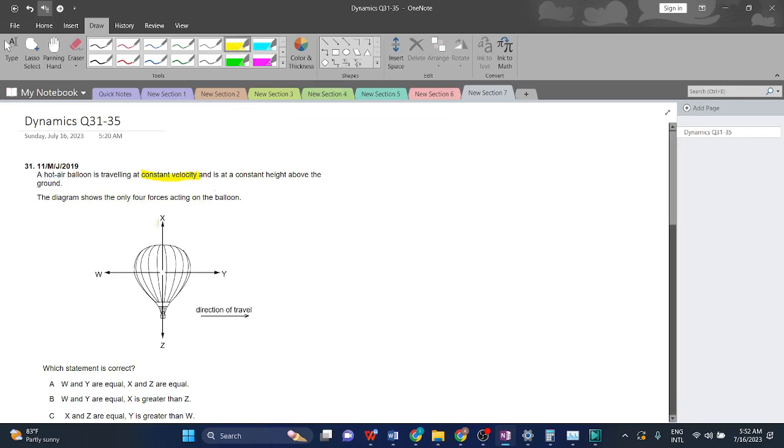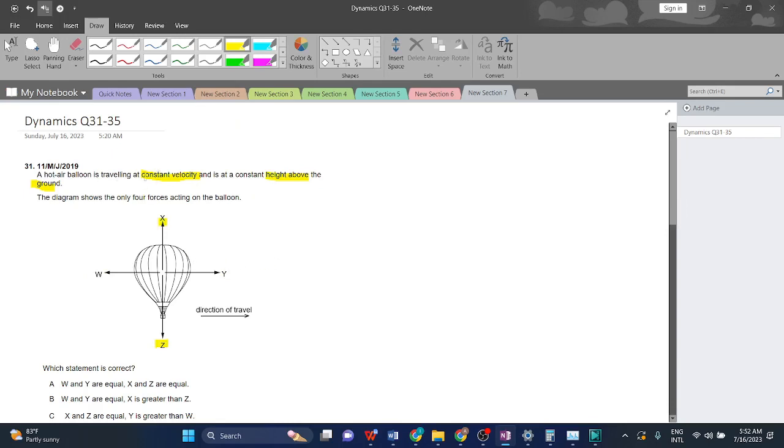X is equal to Z because the weight is equal to the upward force, and there is a constant height above the ground. The height isn't changing. So the weight, the downward force, is equal to the upward force. X is equal to Z. So next, W or Y.